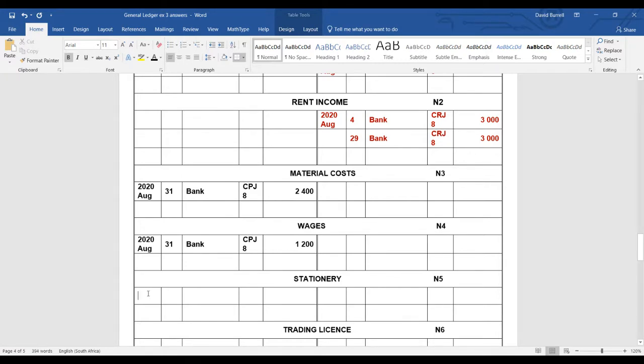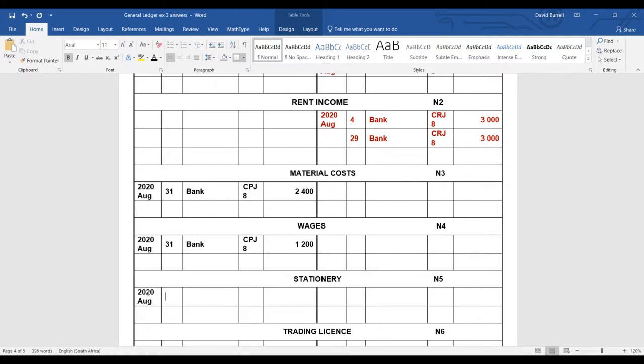And in the same way, we will do stationery, 2020 August 31st, also column total, bank, CPJ8, and the stationery total was 210 Rand. So they didn't buy much stationery that month. Okay, so those are all expenses. So they're all in the nominal section, and they're all debits because we were paying money. So it's credit bank, which we did, and then debit all the other accounts from the cash payments journal.